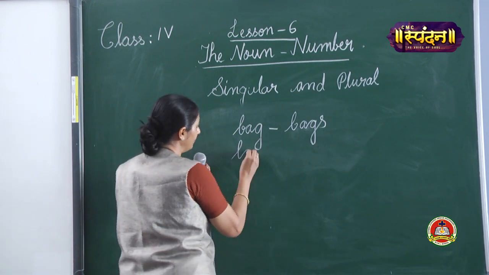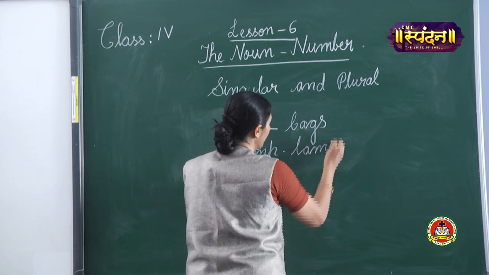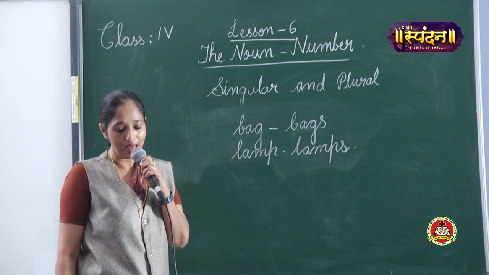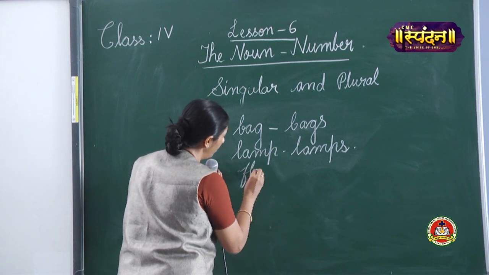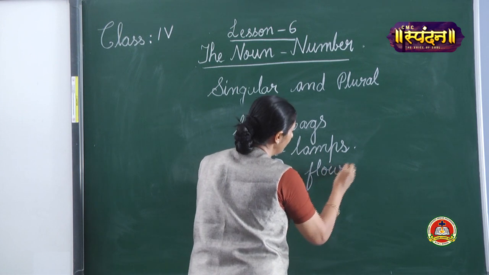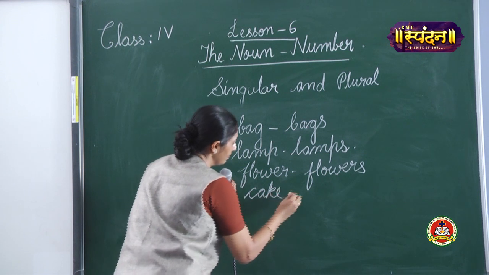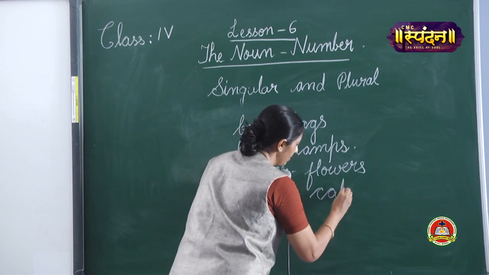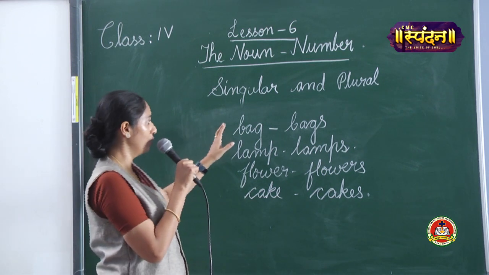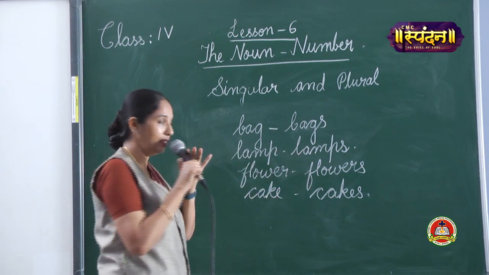Another example, lamp, lamps. What about the word flower? Plural, flowers. Cake, cakes. So just now we learnt the rule. Most of the nouns form their plurals by adding s.